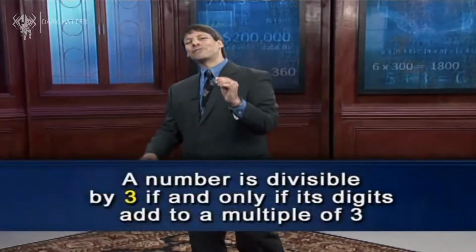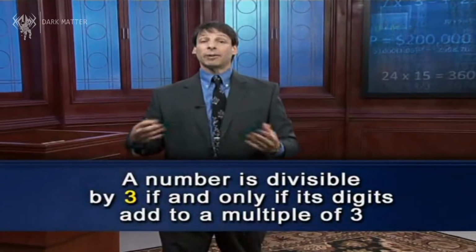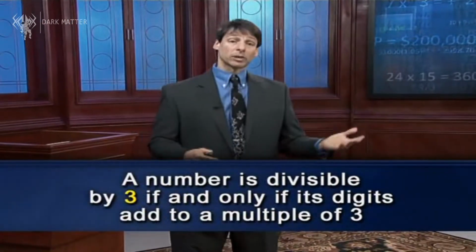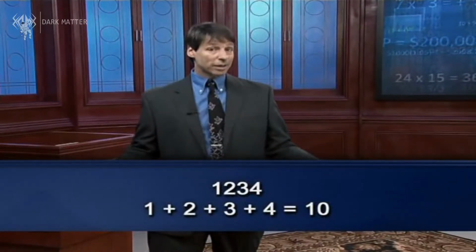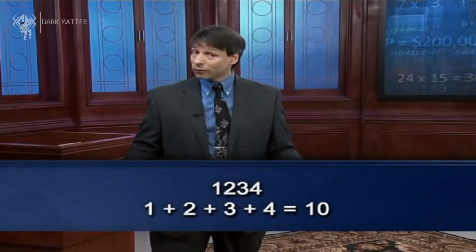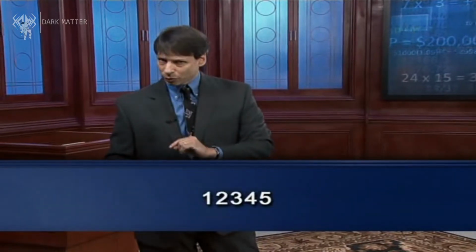Okay, how about multiples of 3? Magically, a number is divisible by 3 if and only if its digits sum to a multiple of 3. For example, 1234 sums to 10, which is not a multiple of 3, so 1234 is not a multiple of 3. But the digits of 12345 add to 15, and that is a multiple of 3, so 12345 is a multiple of 3.